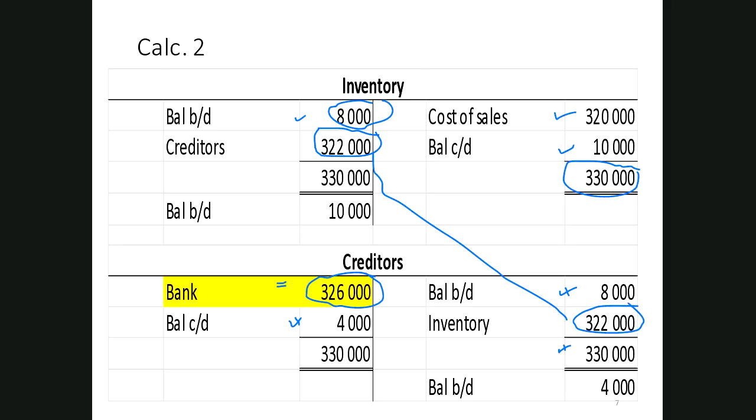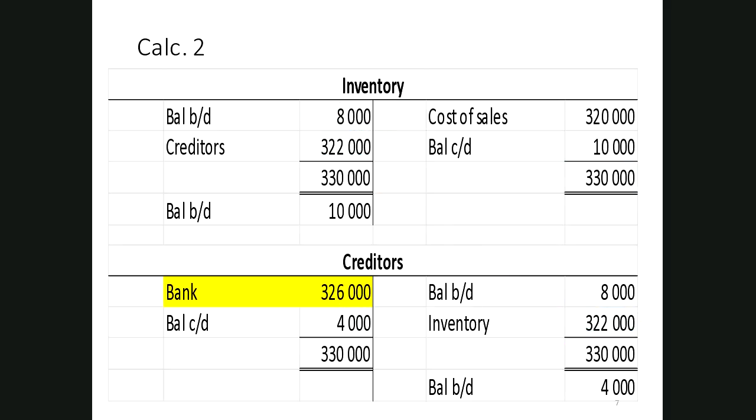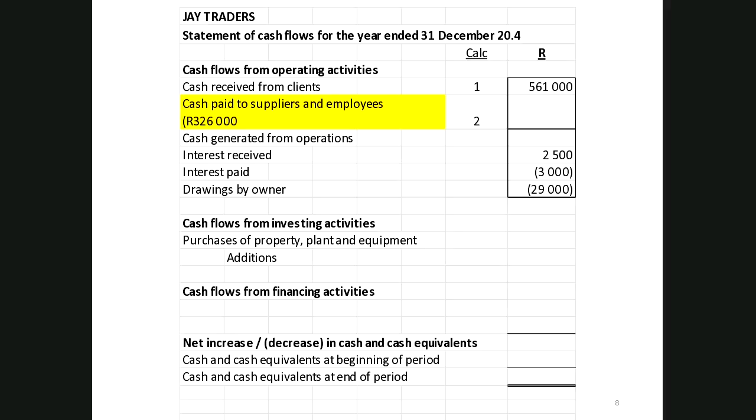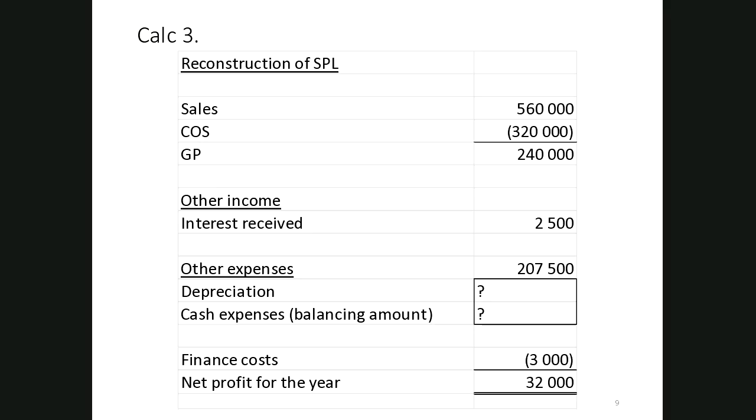Remember, that's only the first part of your cash payment to suppliers calculation, because you've also got to go and look for your other expenses that were paid during the year, including amounts paid to staff or salaries. So that will be a second calculation that you have to do. So the 326,000, I've put it here already so that I don't forget, and I'm going to add to that my other expenses. In the question, if they don't give you an SPL, I do suggest that you reconstruct it, and what you're going to then do is you're going to work out what your balancing amounts are. I'm just going to show you.